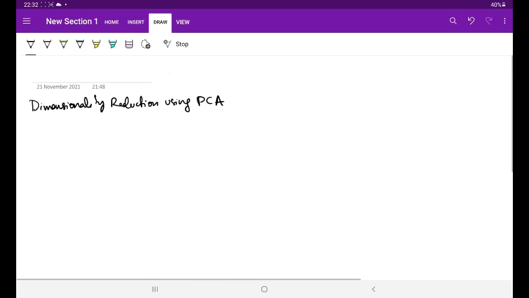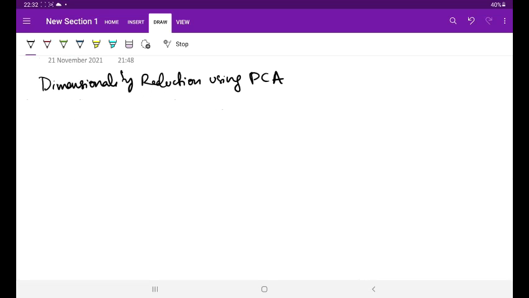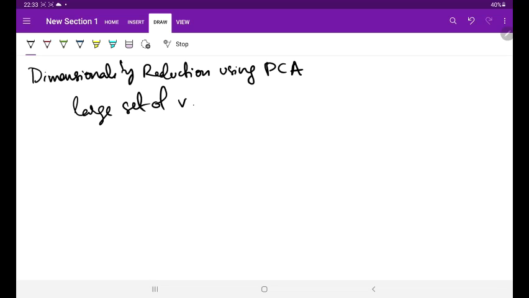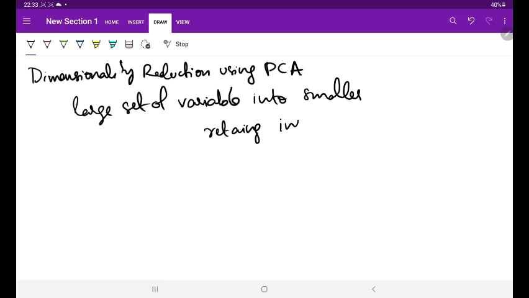Principal component analysis is a dimensional reduction method used to transform a large set of variables into a smaller set of variables while still retaining most of the information of the larger set.